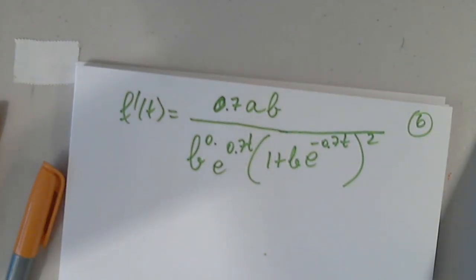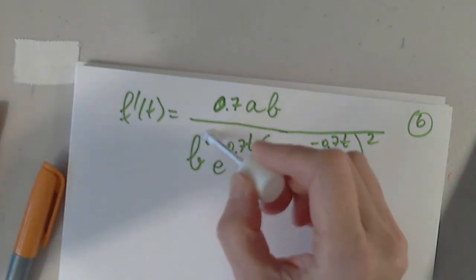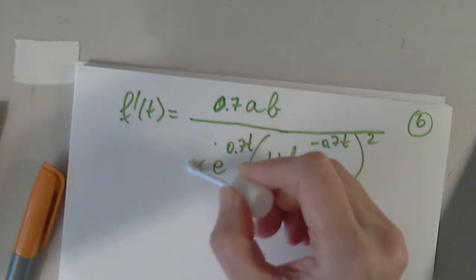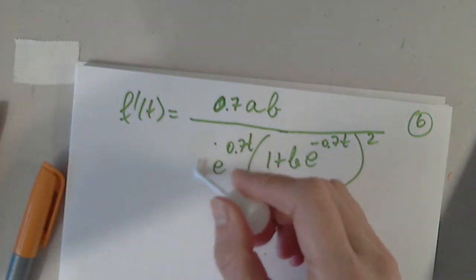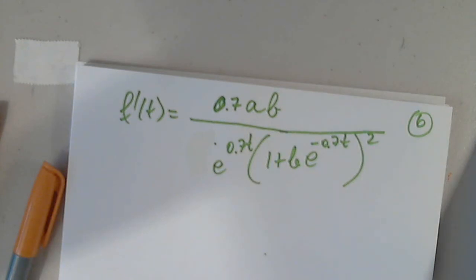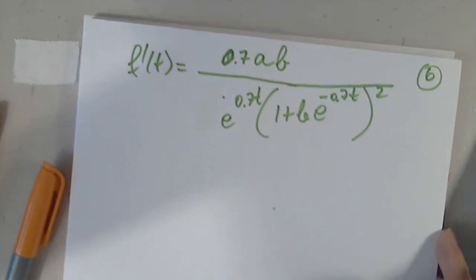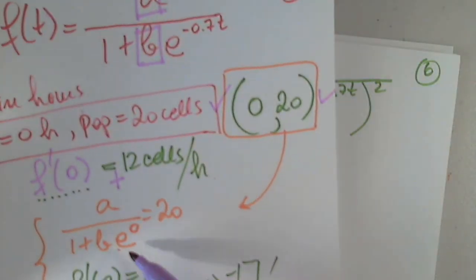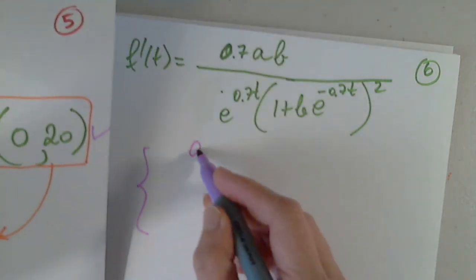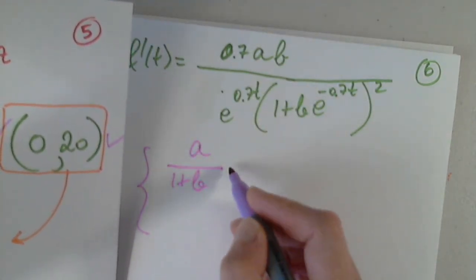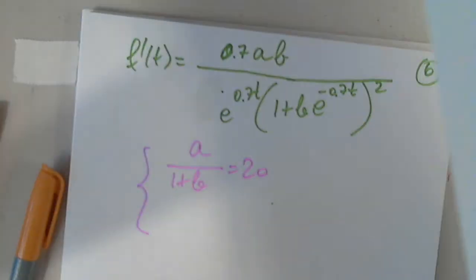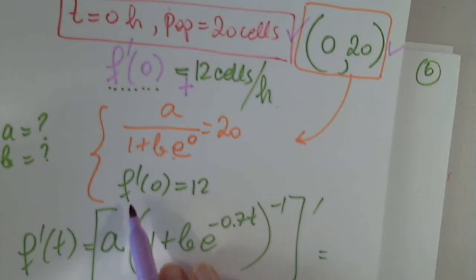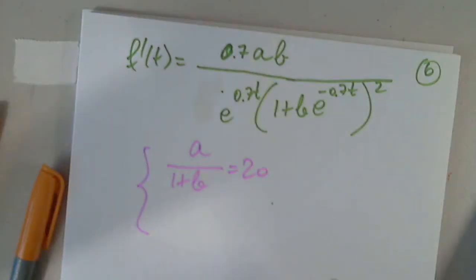Okay. Now I will replace t by 0 to create the second equation. Well, let's see what we get, and let's create the system. First equation, e to 0 is 1. First equation is a over 1 plus b equals 20. And now the second equation is f prime of 0 equals 12.